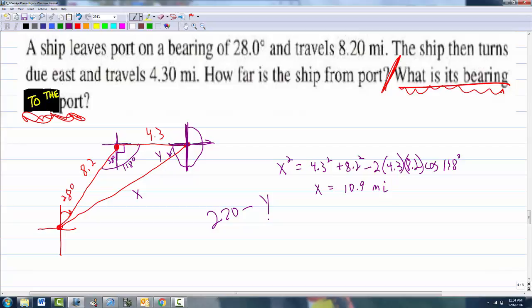So how do I find y now that I got x equals 10.9? The law, anyone? The law of sines. Now that I found 10.9, then I could find y, and then you go ahead and do that on your own. Sine of y over 8.2. And then the bearing is 270 minus that, because we're sticking with the same bearing method between 0 and 360. So it's 270 minus whatever that answer is.